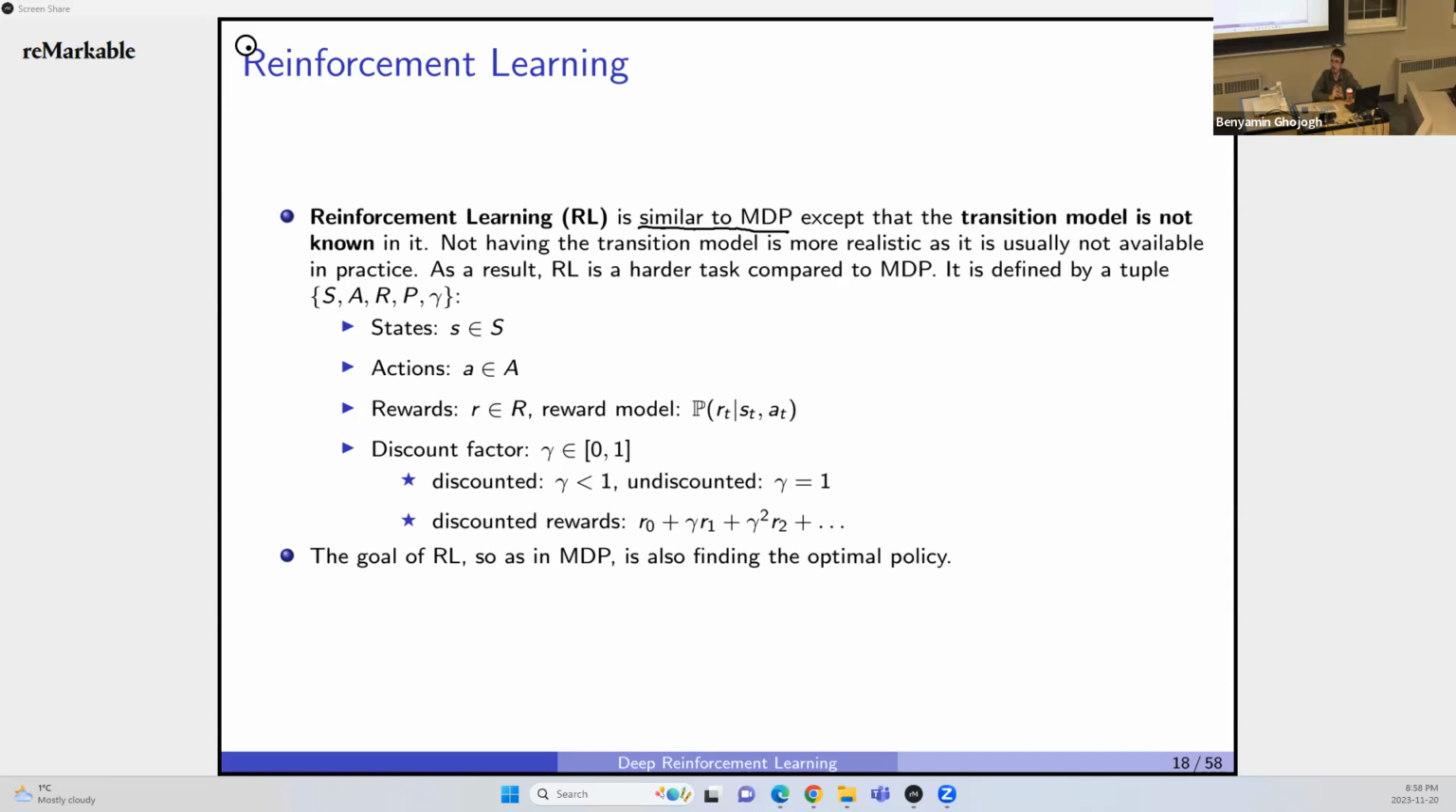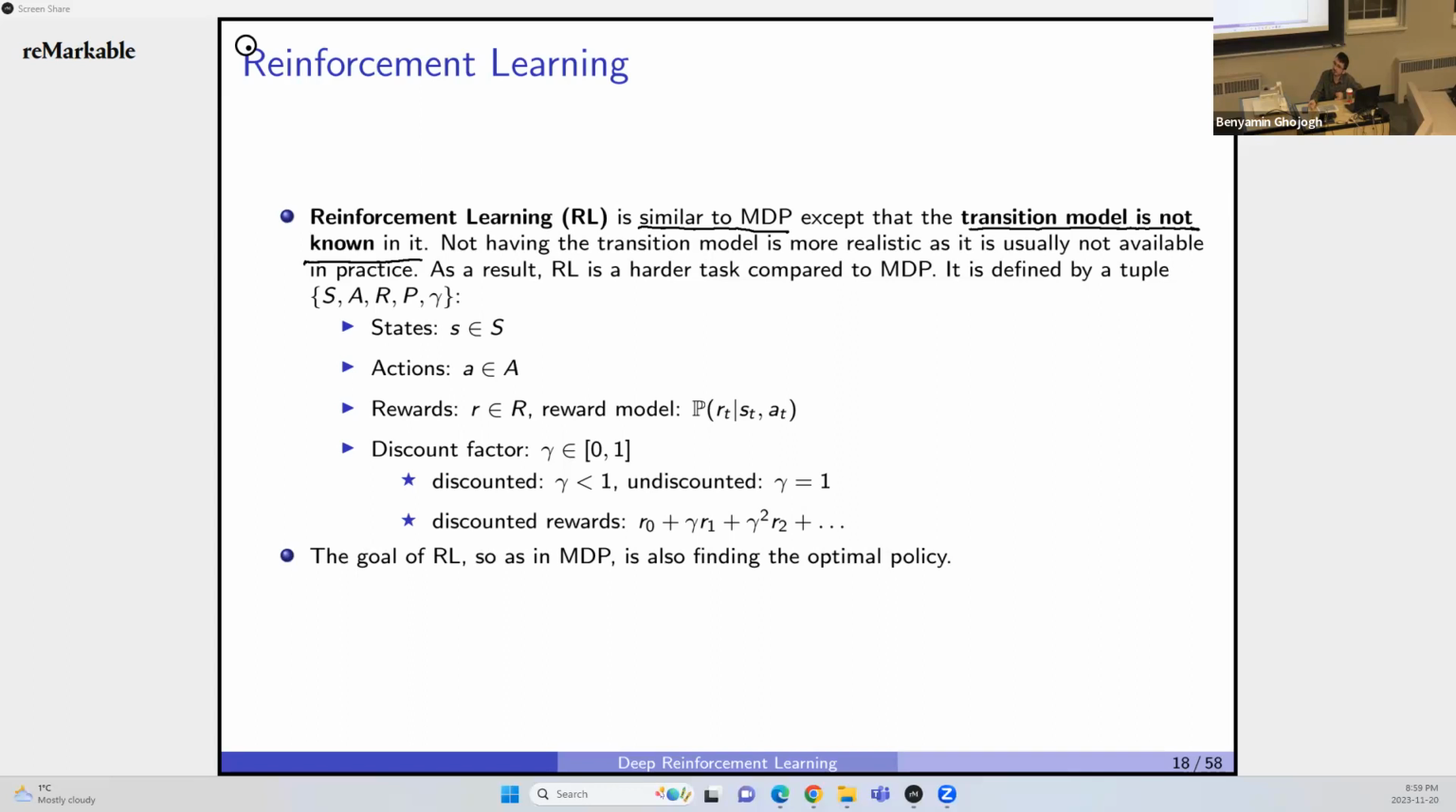Okay, so reinforcement learning is similar to the Markov decision process that we talked about, but a transition model is not known in it. What do I mean? Do you remember in Markov decision process, we had a transition model. What was the transition model? The probability of S_t given S_{t-1} and A_{t-1}, right? So given a state and action, what is the probability that I go to some other state? I don't have it in reinforcement learning. The rest is the same as Markov decision process.